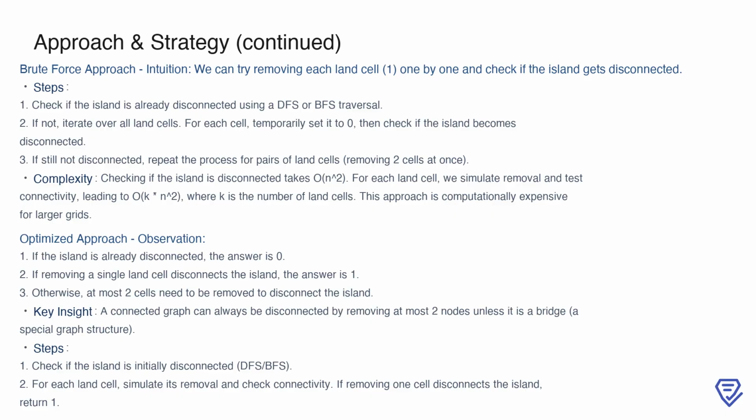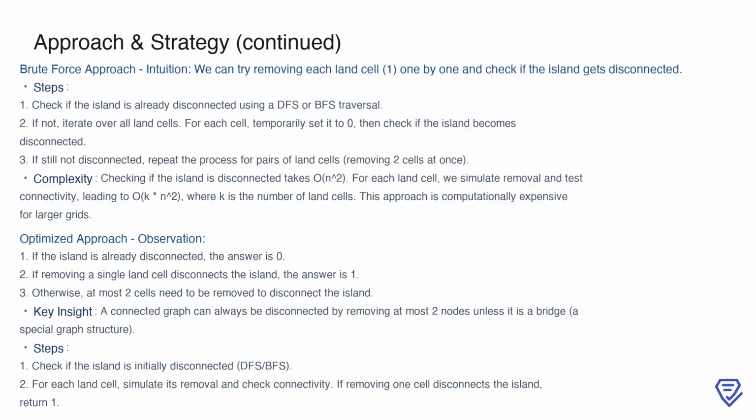The process involves 3 main steps. First, we check if the island is already disconnected using a DFS or BFS traversal. If it's not, we iterate over all land cells. For each cell, we temporarily change it to water and test whether this results in disconnection. If removing one cell isn't enough, we then extend the process to pairs of cells, removing 2 at a time and repeating the check. While simple to understand, this approach has a significant computational cost.